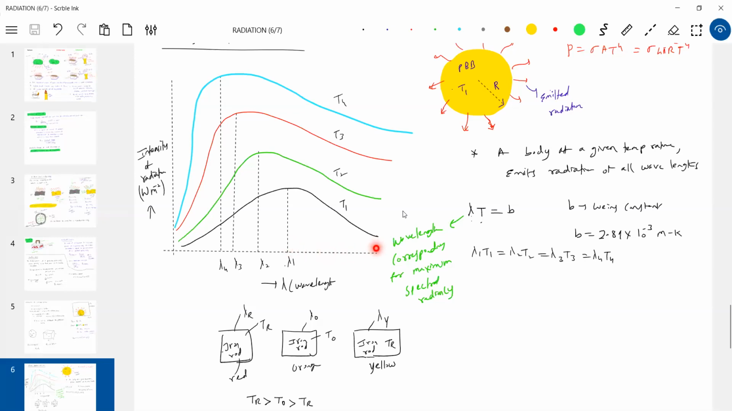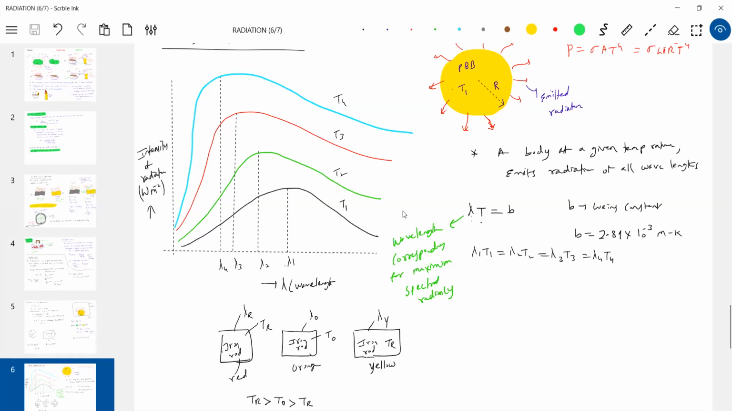Now, as I increase temperature, according to Stefan's law, the power emitted increases. So therefore, here the area under the curve will increase. What do you mean by intensity? Power by area is intensity, no? Power by this area is what? Intensity.